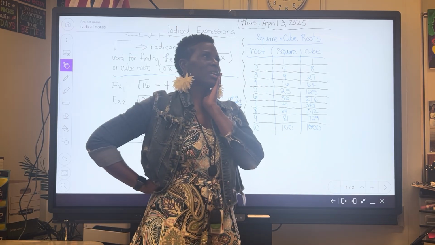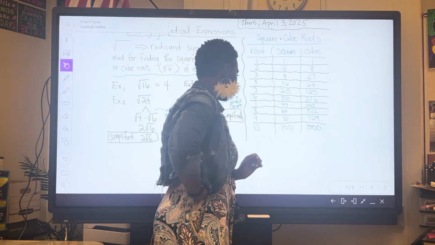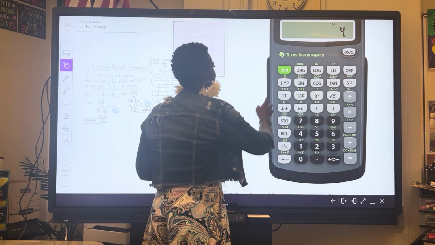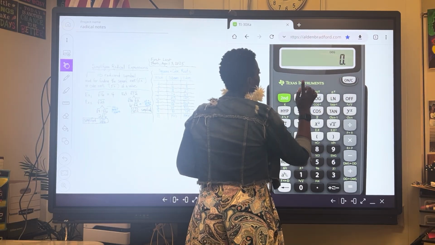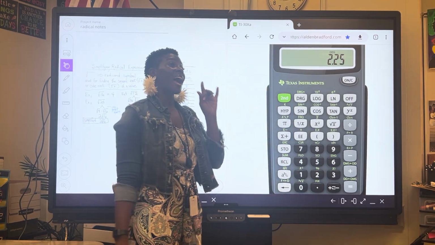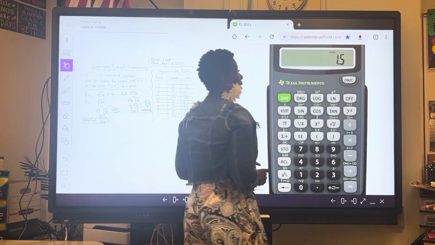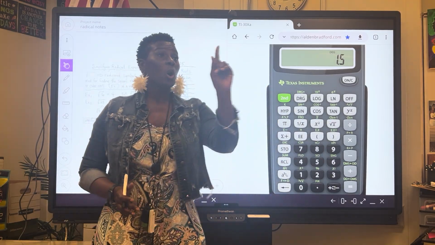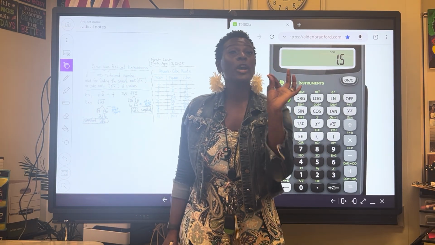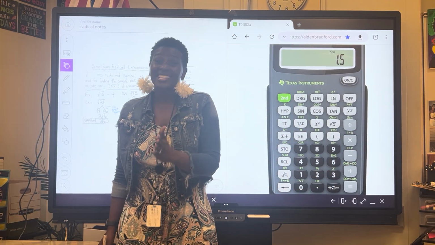Put this in your calculator. Put in your calculator 2.25. I want to show you what I'm talking about. 2.25. And now I want you to hit the square root key. What do we get? 1.5. Now, 2.25 is a square. It has a square root.